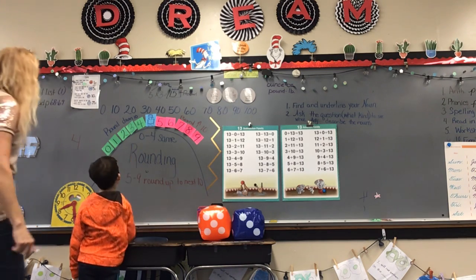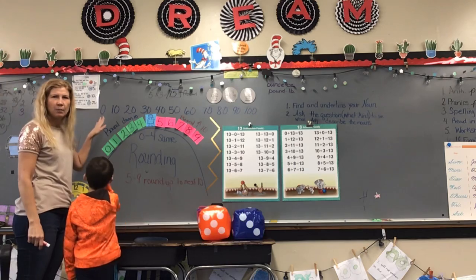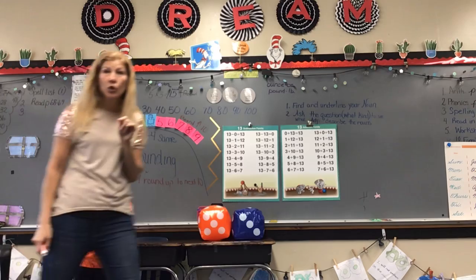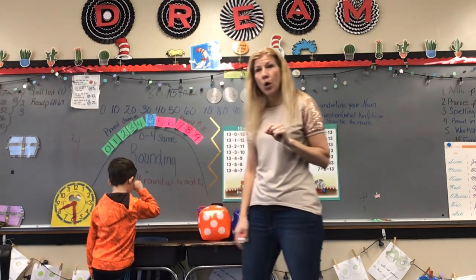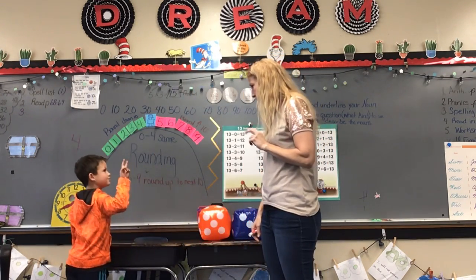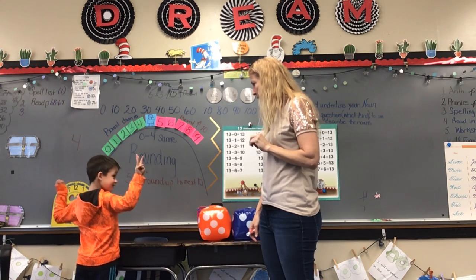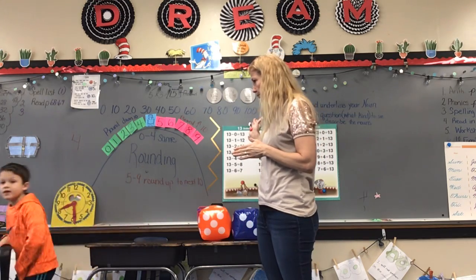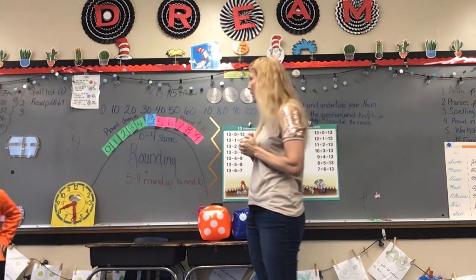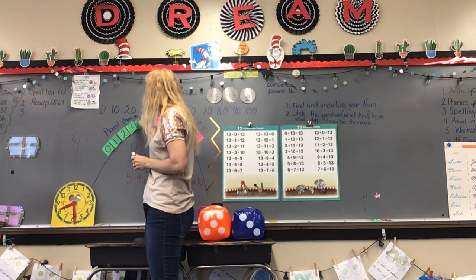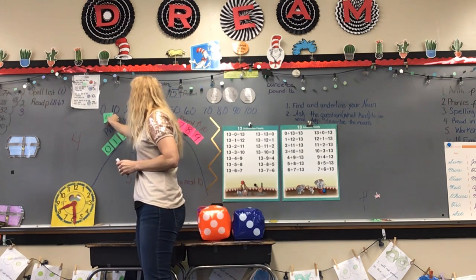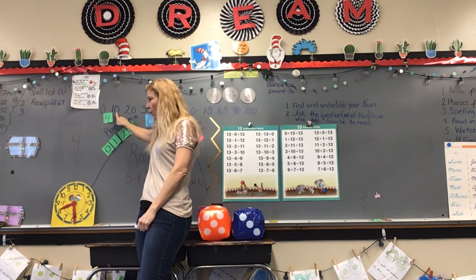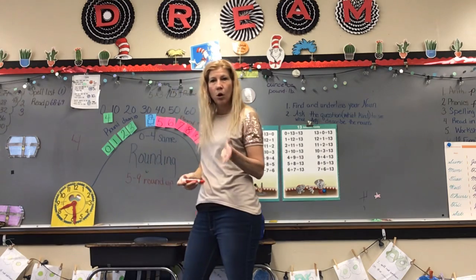Where is a 4? Where would I find it if I were counting to 20 on my number scale? I would say 1, 2, 3, 4, 5, 6, 7, 8, 9, 10. So am I going to go past 10? No, I am not. So I will find the number 4, Benjamin, in between 0 and 10. 4 is in between 0 and 10.